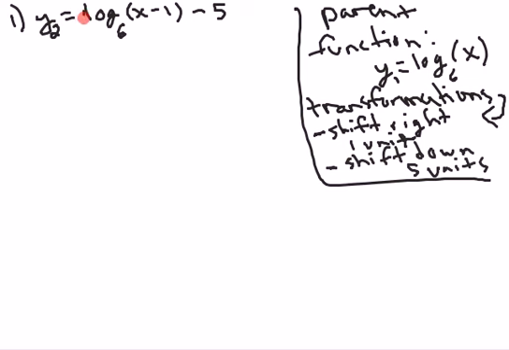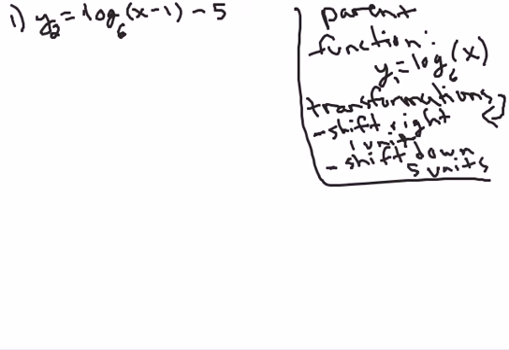You could have a 2 out front here, which would be a vertical stretch by a factor of 2. You could have a negative sign out front, which would be a reflection over the x-axis. You could have a negative next to the x in here, which would be a reflection over the y-axis. So all those transformations, all those rules transfer very nicely over to these functions.